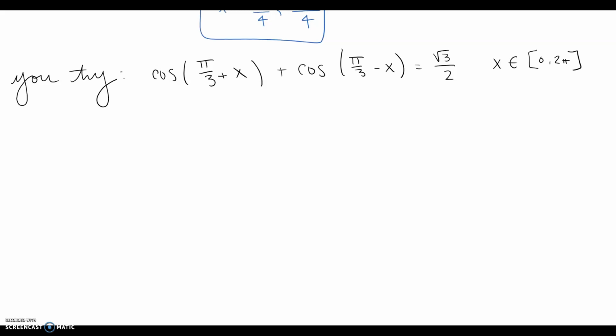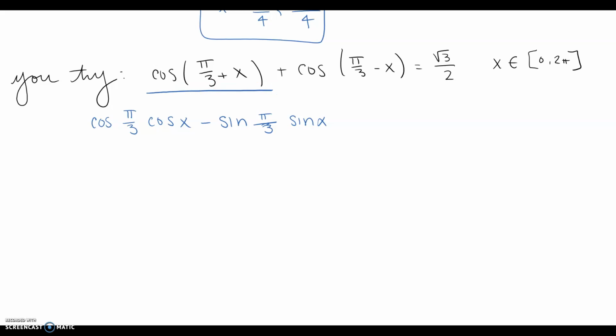Alright, so first thing I'm going to do is my sum identity for cosine. So this can be rewritten as cosine of pi over 3 times cosine of x minus sine of pi over 3 sine of x. So I'll do some color coding, that's this part.